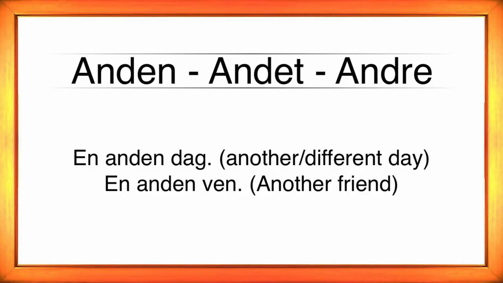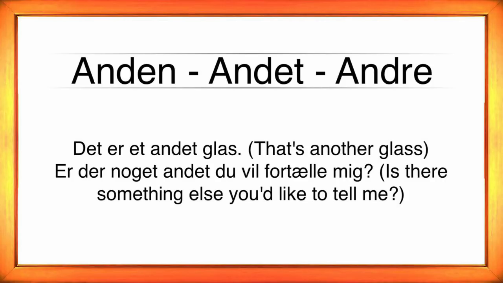Very easy. What about andet? Maybe you already guessed it. Andet is for when it's et noun. Ikke? Et bord, like a table, or et glas. Ikke? Det er et andet glas. That's another glass, like a different glass.